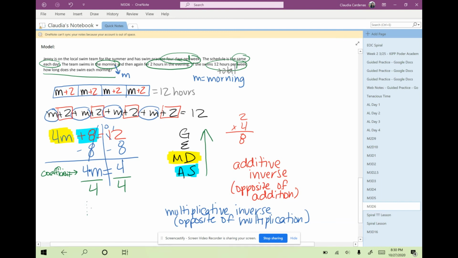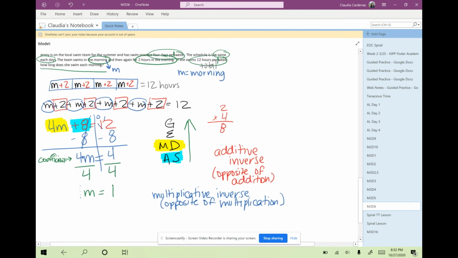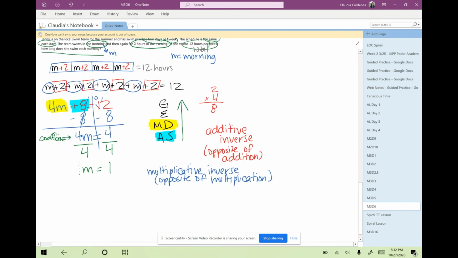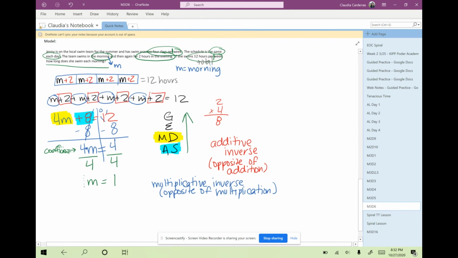So I'm going to draw an invisible 1 here. We're left with 1m. Since we typically don't see 1 in front of the m, we already know that if there is 1 there, physically there, then it counts as 1m. And 4 divided by 4 on this side also equals 1. Okay. So what does m represent again? Well, if I look back, it says morning, more specifically morning hours. So that means they swim 1 hour in the morning, okay?